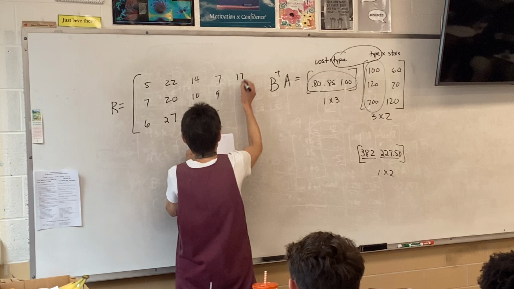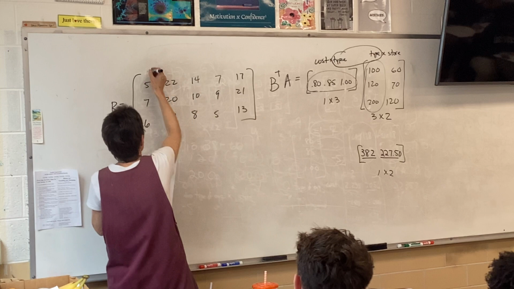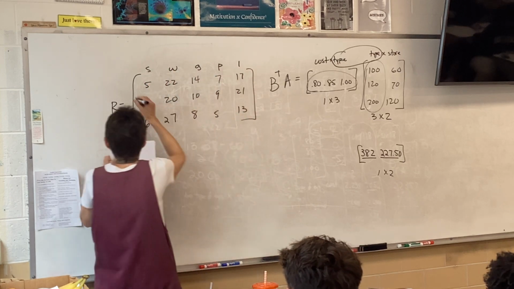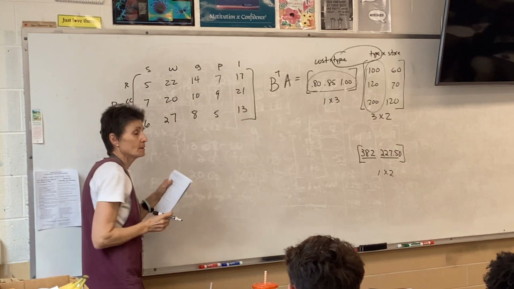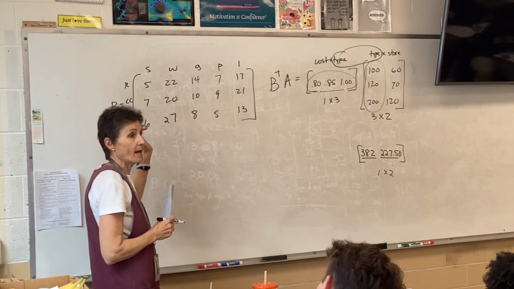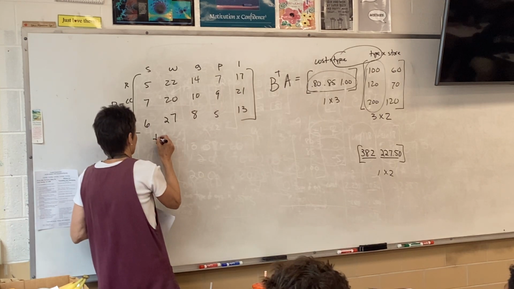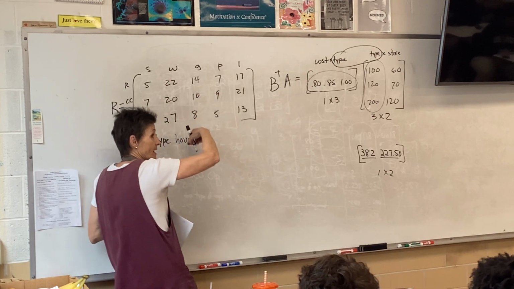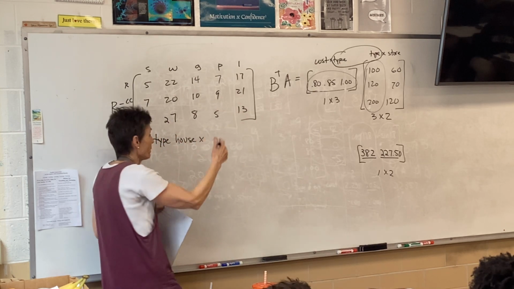Alright, so let's make sure everybody's clear on what this means. This is steel, wood, glass, paint, labor. And this is ranch, Cape Cod, and colonial. So what do the rows of this matrix represent? The type of house. And what do the columns represent? The material, right? Whether it's wood or paint or whatever.